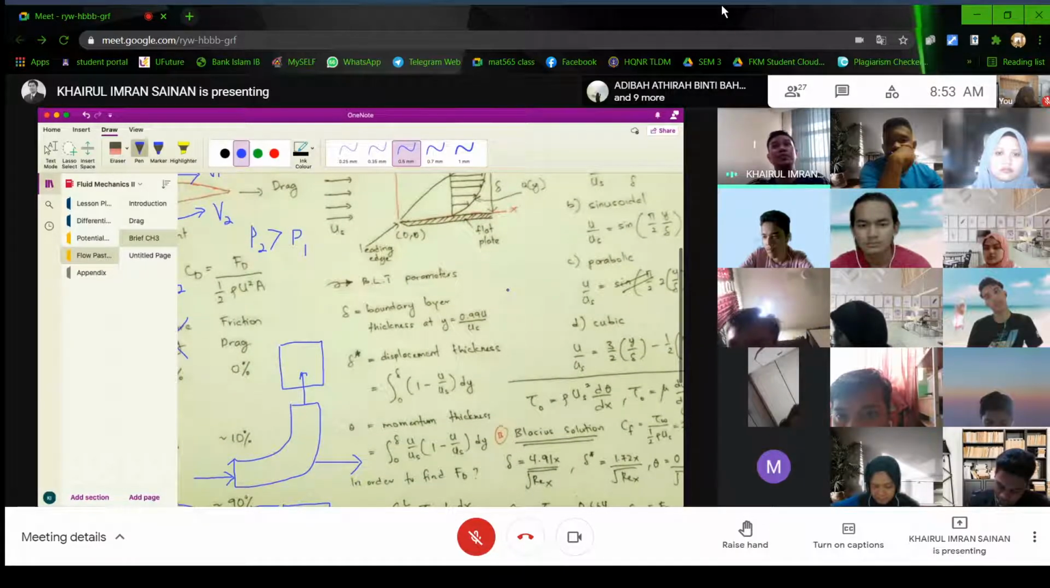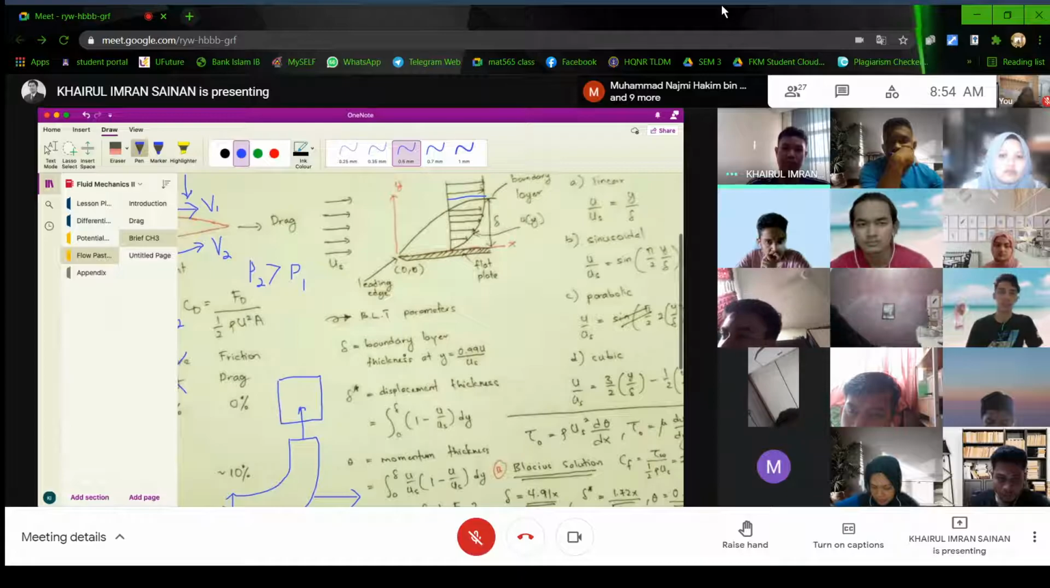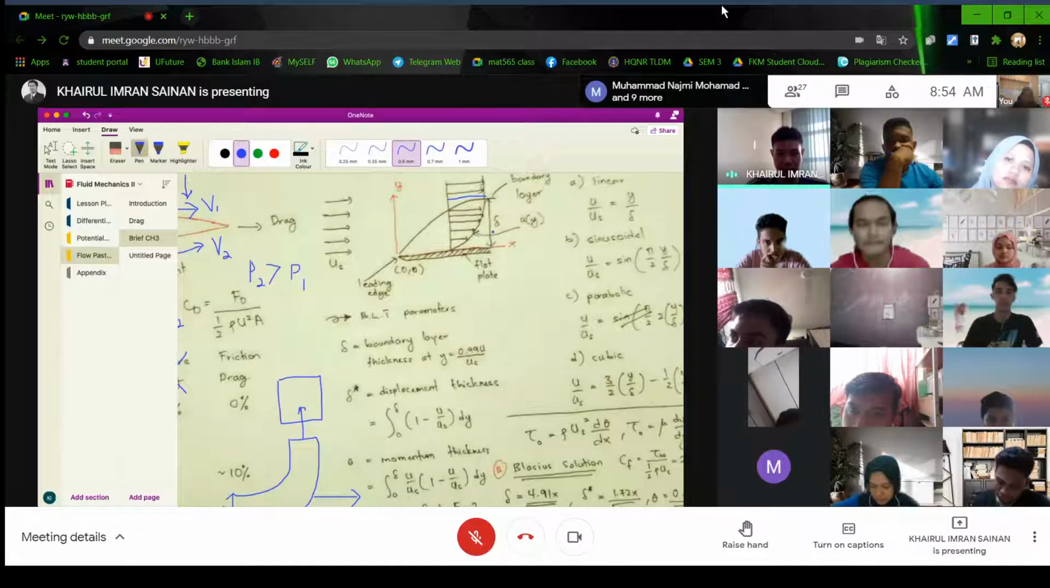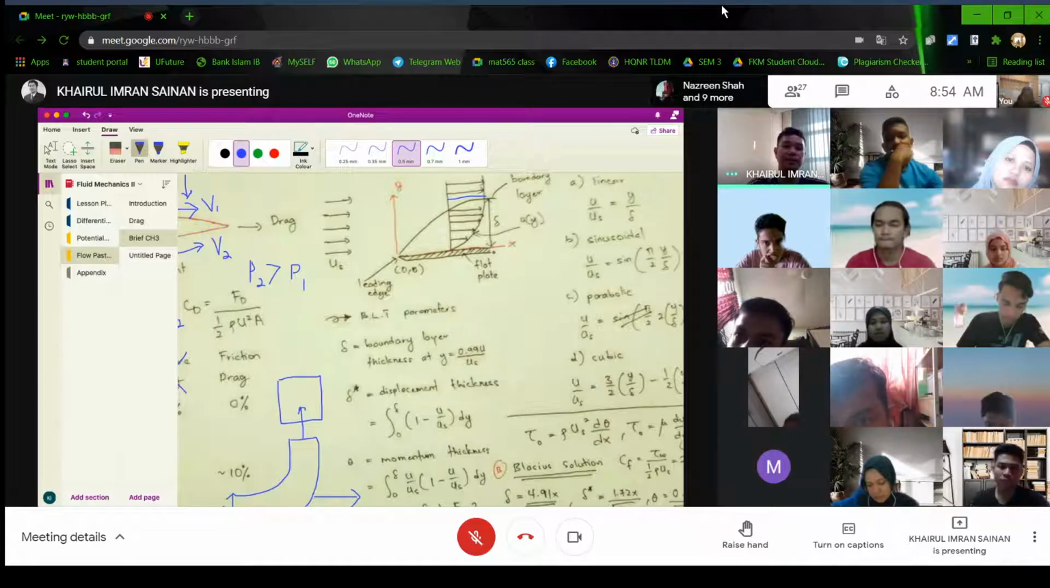Before this, I introduced to you in chapter 2 psi, zeta. Now it's actually delta. So delta is actually the boundary layer thickness. We classify delta as the height from the flat plate to the 0.99 U star. So that is the height of delta.